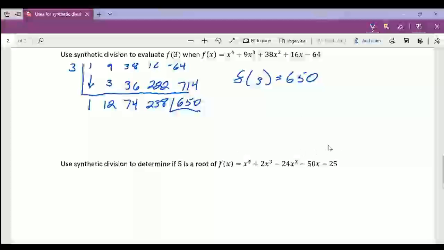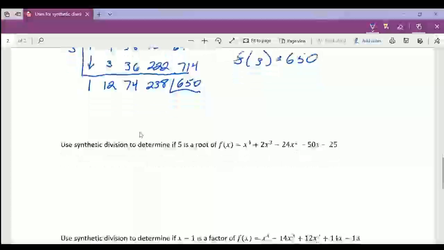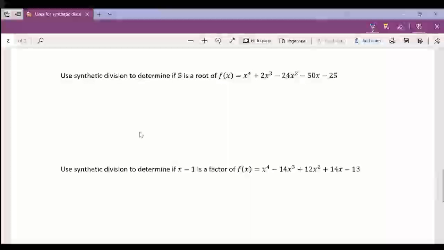All right. We did not have to write out the x to the third plus 12x squared plus 74x plus 238. That was not necessary, okay? That would be the quotient when you're doing the division, which, yeah, it's synthetic division, but we're using synthetic division in other contexts, not necessarily just finding the quotient.